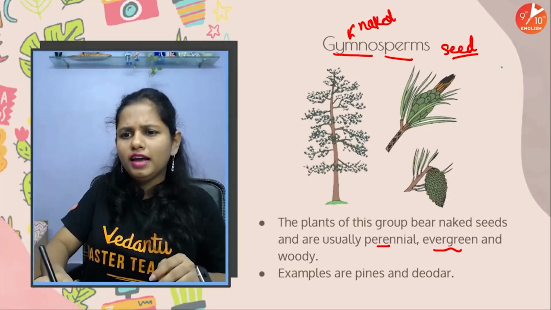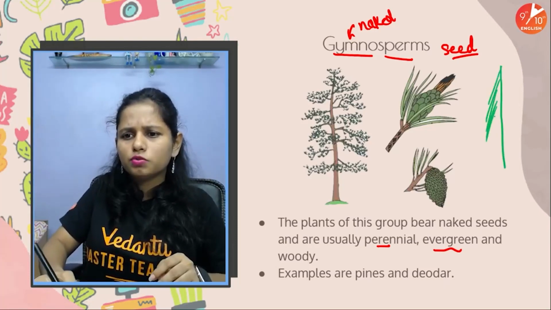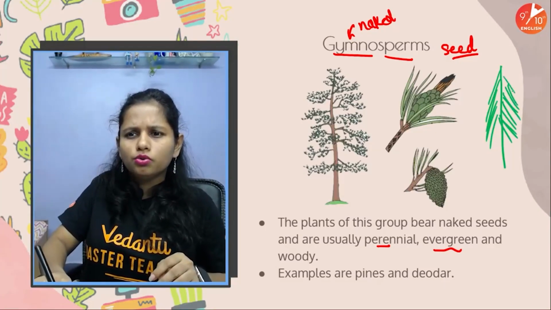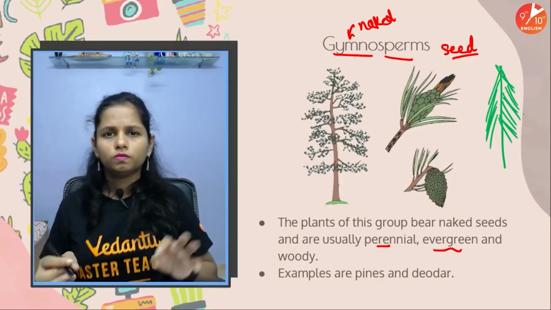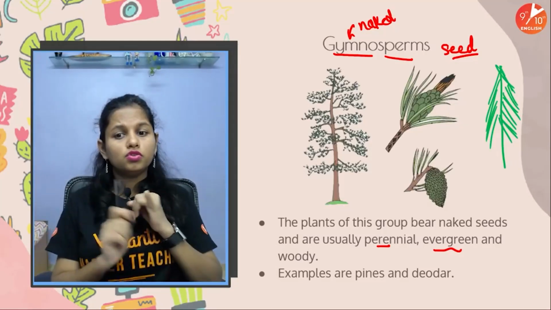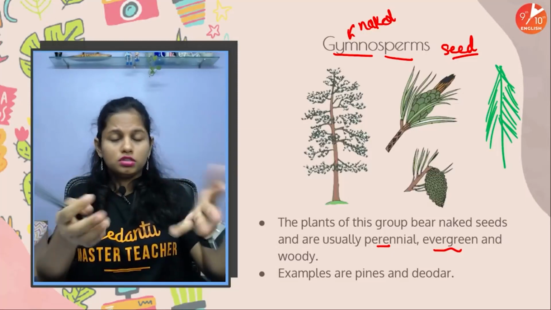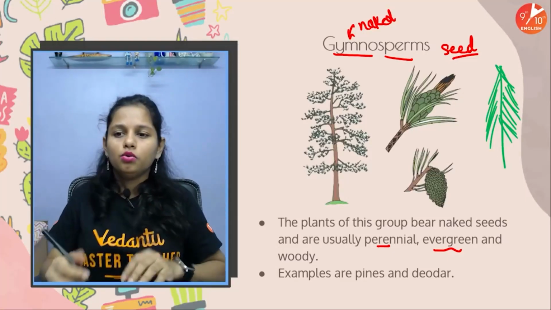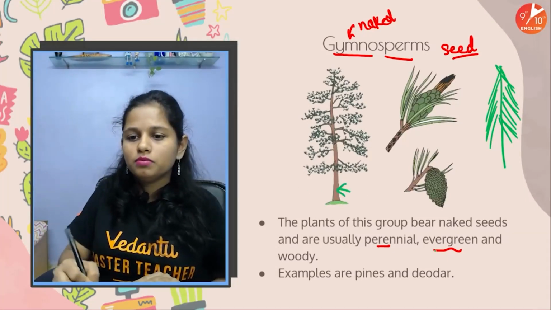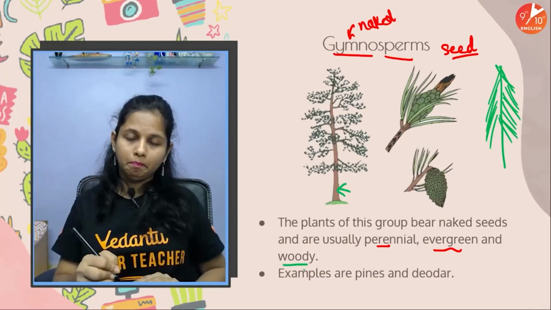If I talk about gymnosperms, the classic example is the Christmas tree. You all have seen the classic Christmas tree, right? This Christmas tree appears green throughout the year. So it's evergreen. It grows more than 2 years. It's perennial. It has a woody stem. So, evergreen, perennial with woody stem.